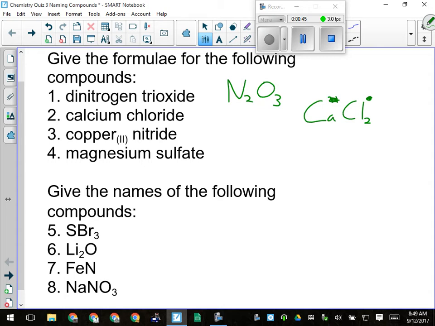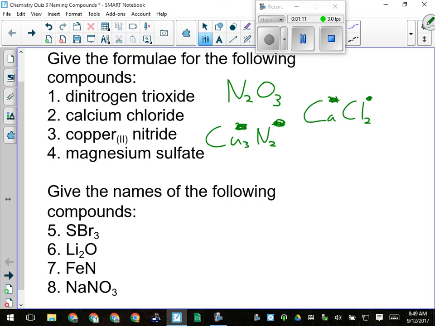Third one, copper 2 nitride. So this is also an ionic compound, and the Roman numeral tells me which charge to use for copper because it could be 1 or 2. Okay, so this is the copper with the 2+ charge, and it is with nitride, which has a -3 charge. Then I drop and swap. Cu3N2 is my final formula for that one for 1 mark.